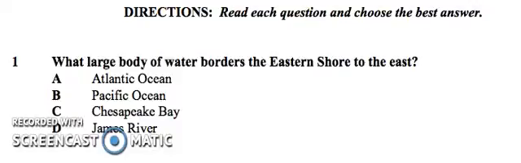Question 1. What large body of water borders the Eastern Shore to the east? A. Atlantic Ocean, B. Pacific Ocean, C. Chesapeake Bay, D. James River.